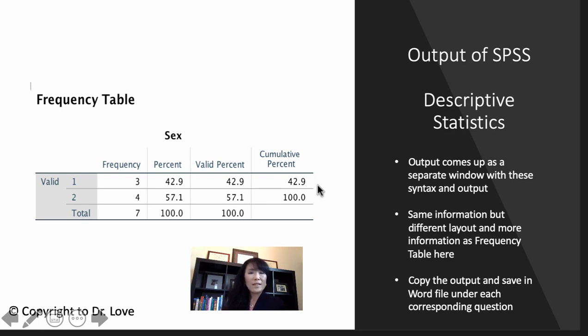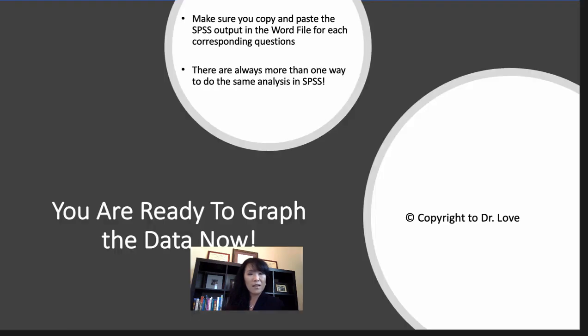Also, there's a frequency table that will come up in this option too. Well, they'll tell you, like sex, for instance, where you were coding 1 for female, 2 for male. And you can notice the frequencies here. And you see the different layouts.